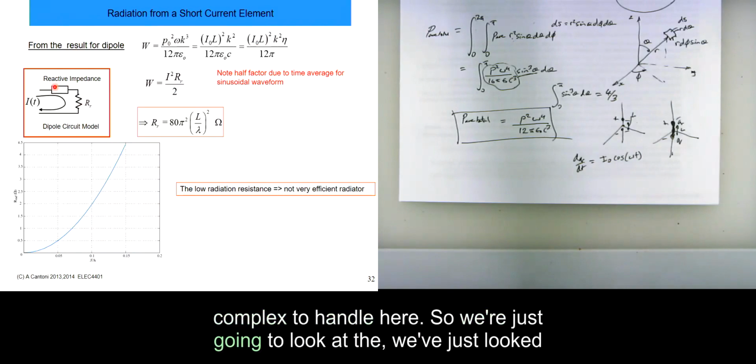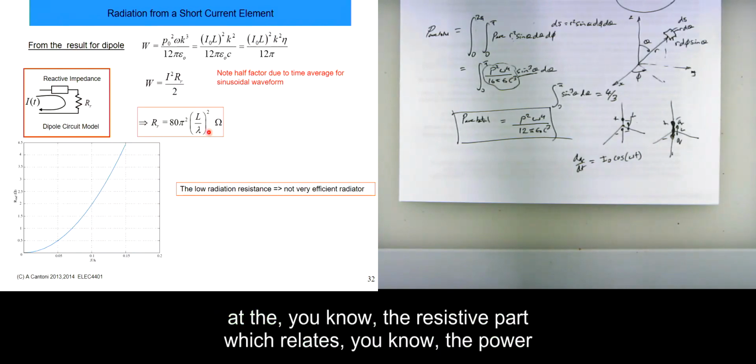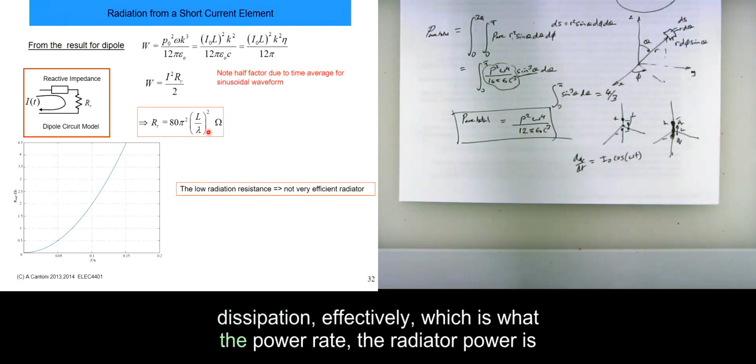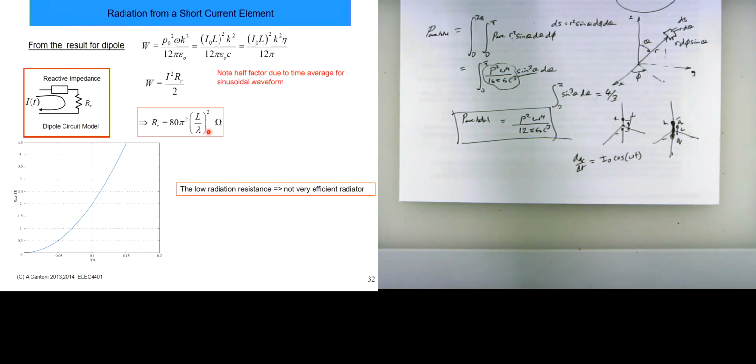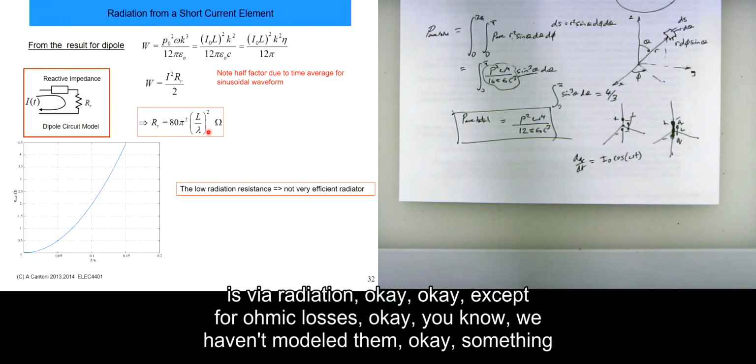So we've just looked at the resistive part, which relates to the power dissipation effectively, which is what the radiative power is going to be, because the only way energy can get out of that system is via radiation, except for ohmic losses, which we haven't modeled.